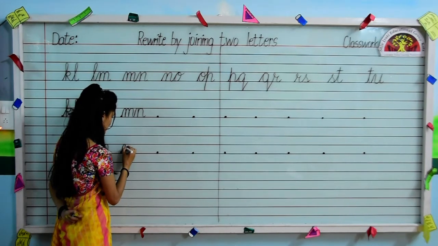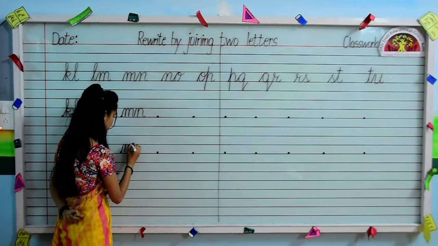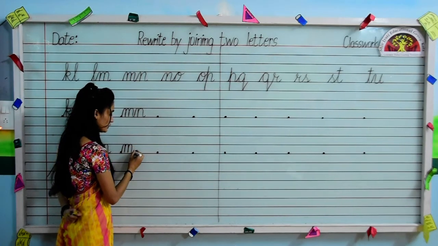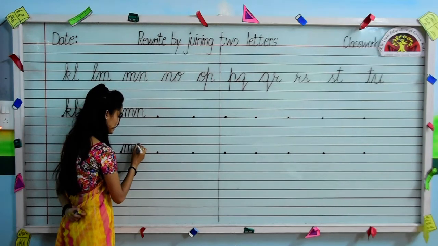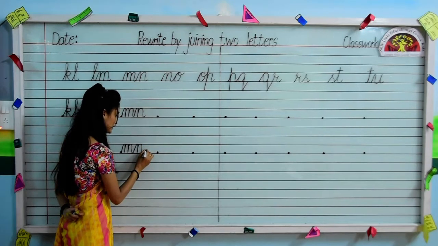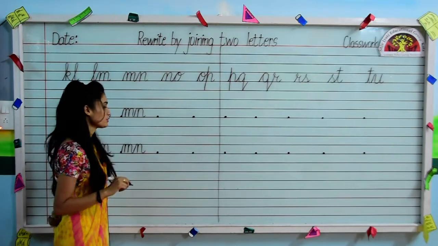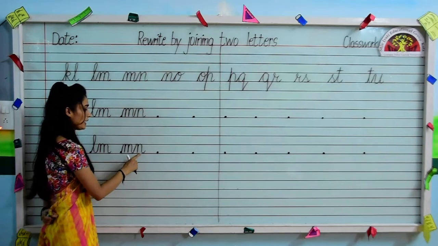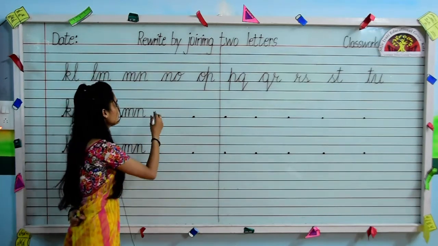Slanting line, come down, make a curve, again make a curve. Then from the end point of letter M, we will make letter N. Slanting line, come down and a curve like this and out. This way you have to make your letters M, N together. Okay, come on the next one.